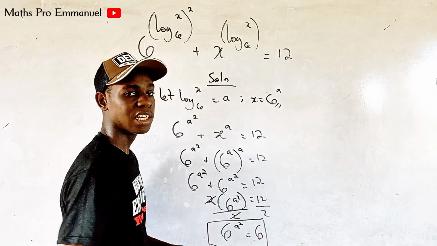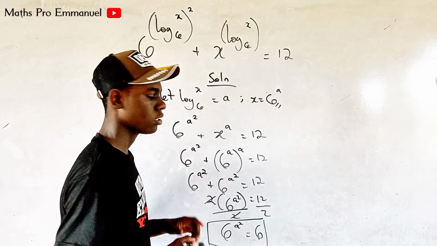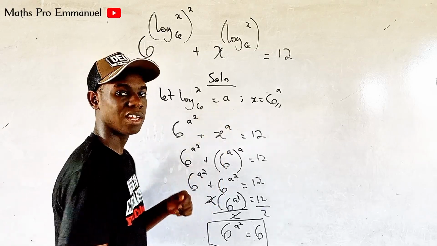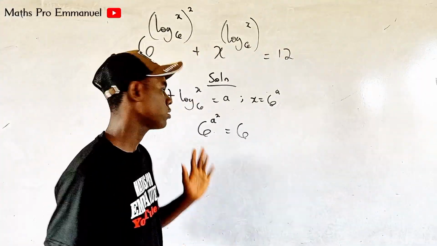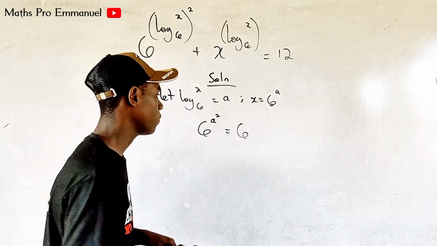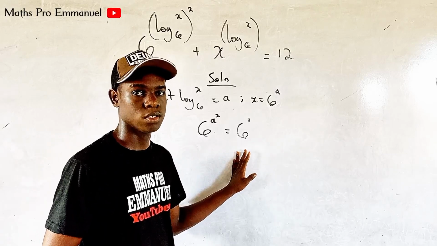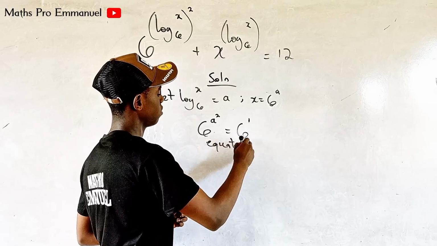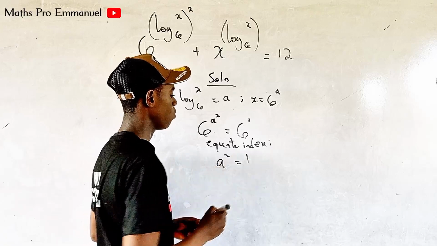So I've gotten an initial equation of which this one is easy. I can just equate the index, then I'll solve for a. After getting the value of a, I'll put the value of a into this to get the value of x. So now let's equate the index here. 6 raised to the power of a squared is equal to 6. I'm going to equate the index because the bases are the same. Don't forget that I have an invisible index of 1 on this. So when I equate the index, I'll have a squared equal to 1.